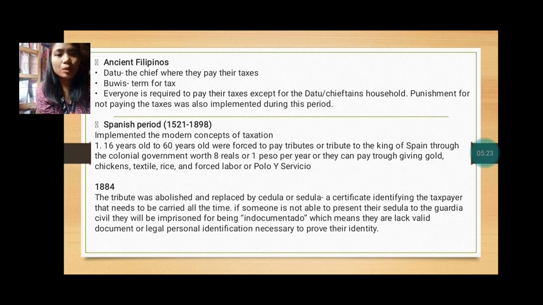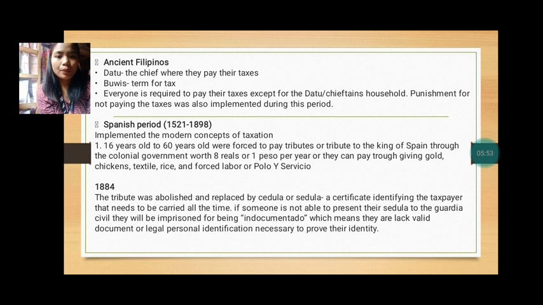So, punta naman tayo sa Spanish period. During the Spanish period, they implemented the modern concept of taxation, wherein 16 years old to 60 years old were forced to pay tributes or tribute to the King of Spain through the colonial government worth 8 reals or 1 peso per year, or they can pay through giving gold, chickens, textile, rice, and forced labor or yung polo y servicio.